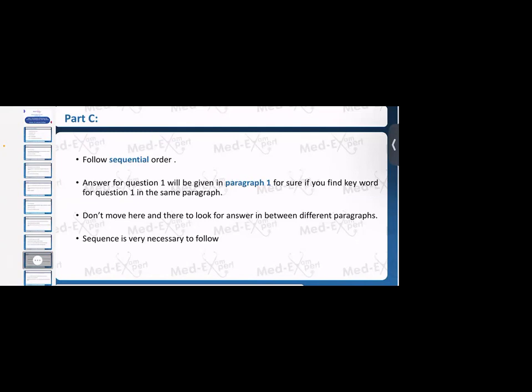Don't move here and there to look for answers in between different paragraphs, because you are losing your time, you are wasting your time. If you think that you will find the answer of question 1 in paragraph number 4 or paragraph number 5, then you are totally wasting your time. And it is the reason of failure in OET reading. Sequence is very necessary to follow.